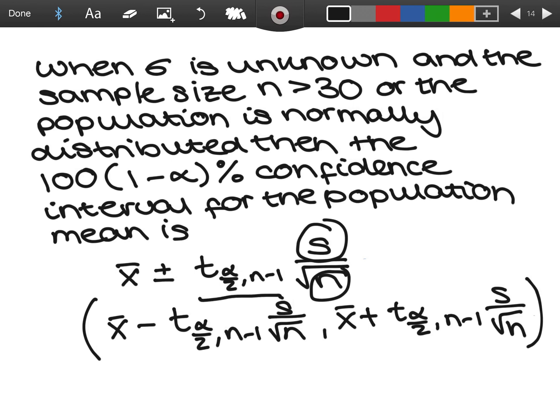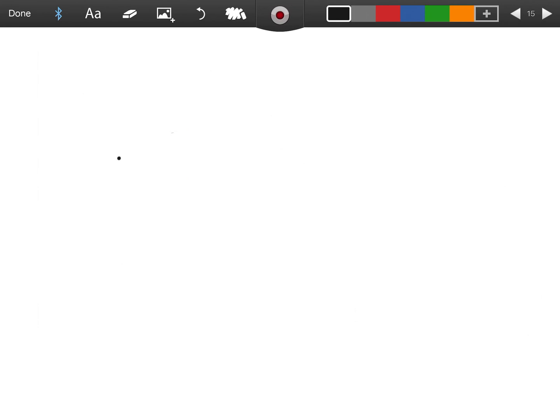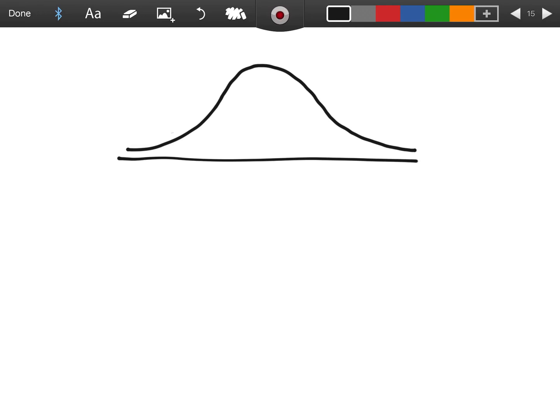Then we have this t value here. It's exactly the same idea as when we used z values the last time, okay? And your calculator will do it for you. You just have to figure out the area and the degrees of freedom. So again, if you are trying to find a t value, let's draw this out. Again, it looks very much like a normal distribution, okay?